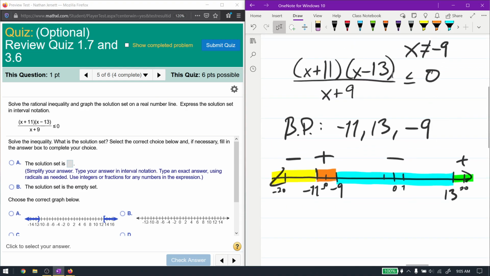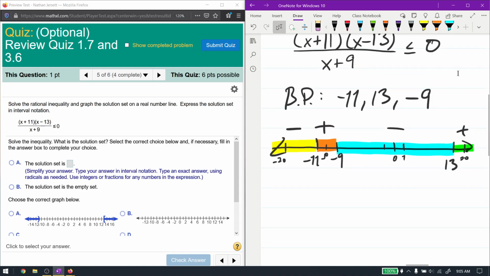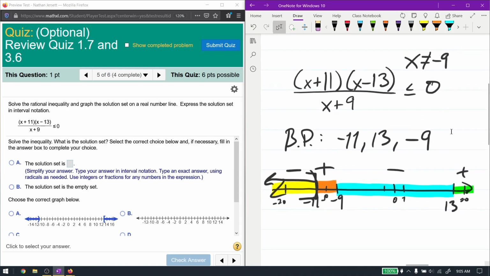All right, we are looking for when this rational inequality is less than or equal to 0. So boundary points are included, except we can't have x equal to -9. It's less than 0 when we have a negative. So in other words, the yellow interval is going to include -11, and the blue interval. We do not include -9. -9 is one of those that we can't include, so we're going to use a parenthesis. But we will include 13. So that's our interval that we're looking at.